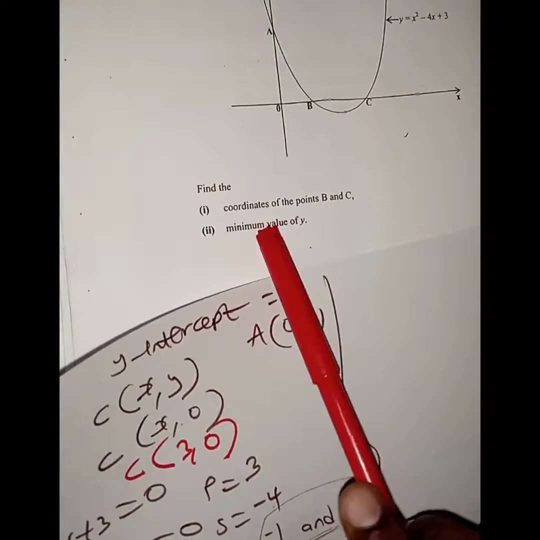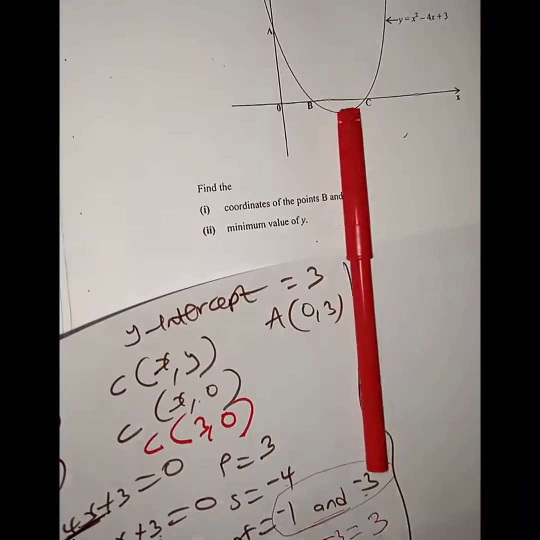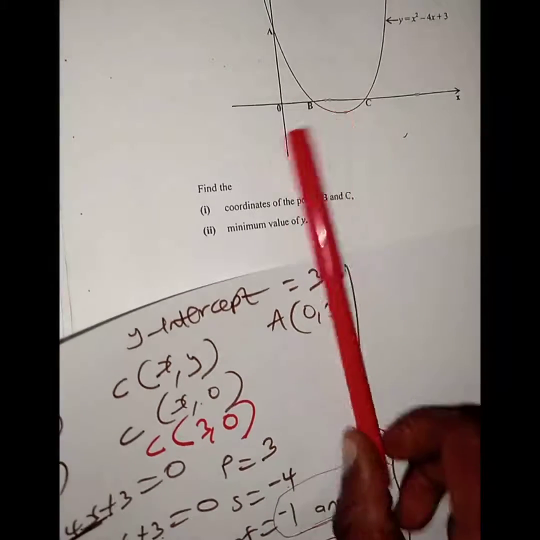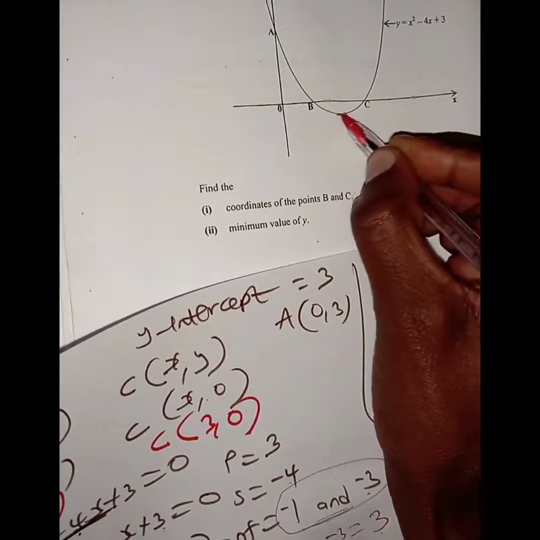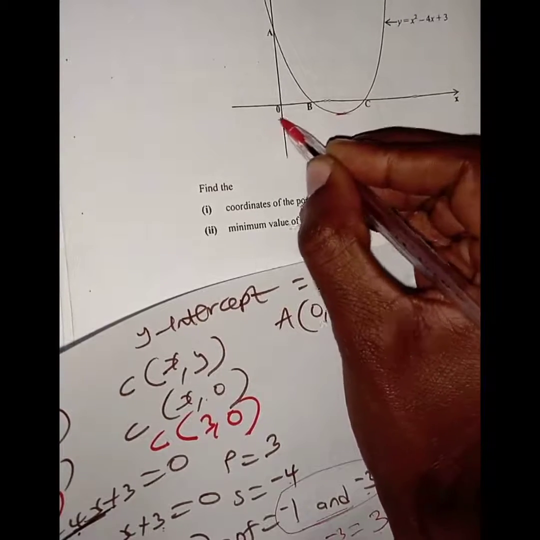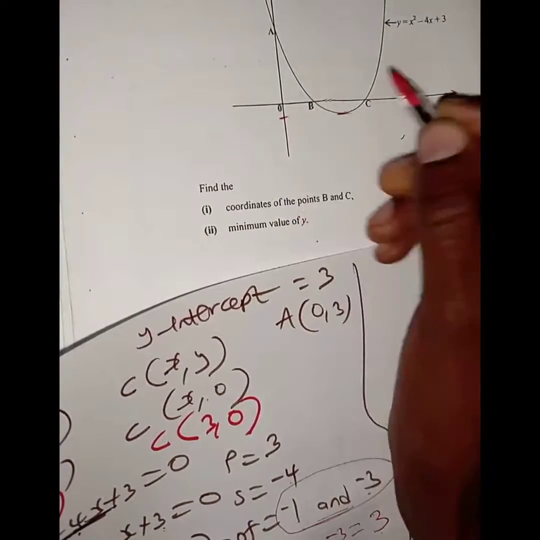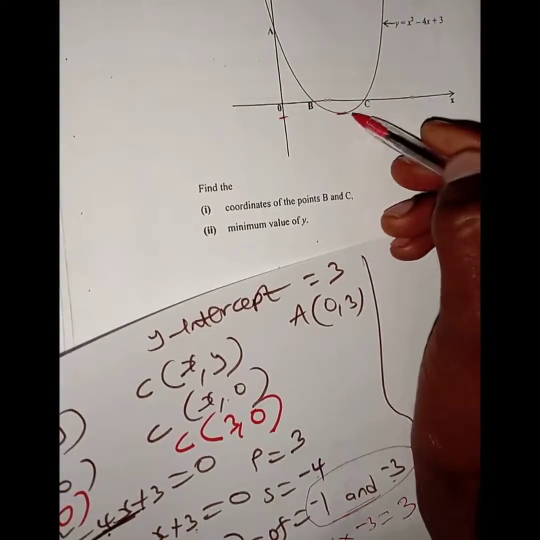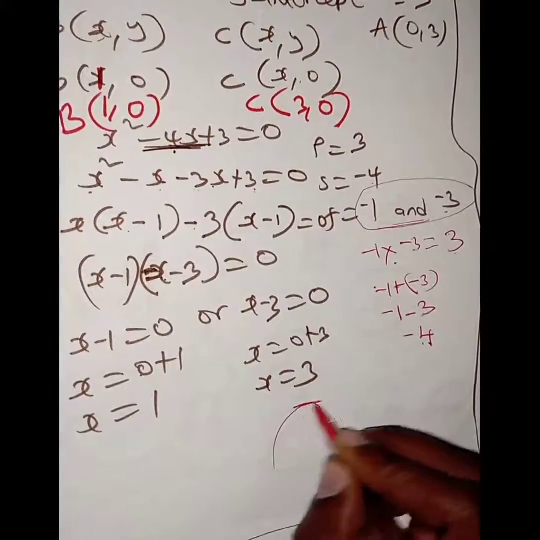Question 2, they are talking about finding the minimum value of y. So now, minimum value of y, it is where the line is turning. So we need to get it here. The turning point. Now we get the y value. Because if it is looking like holding water, we need to have the minimum value. If it was going to be like this, we're going to get the maximum value from there.